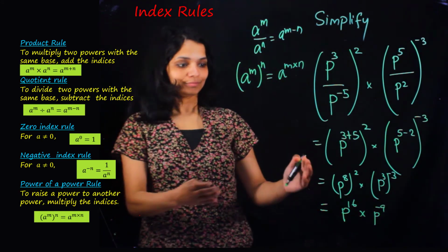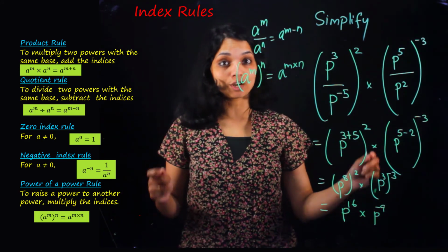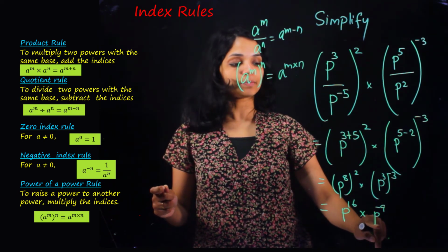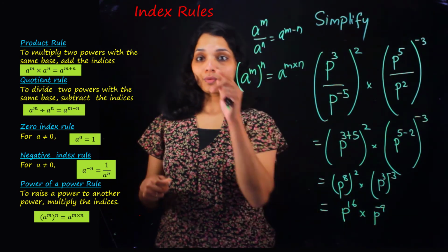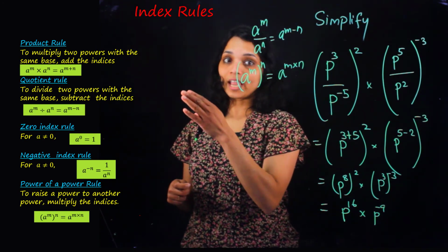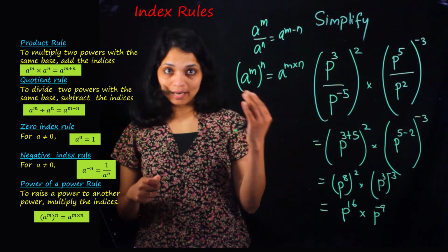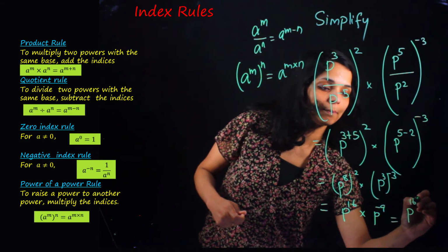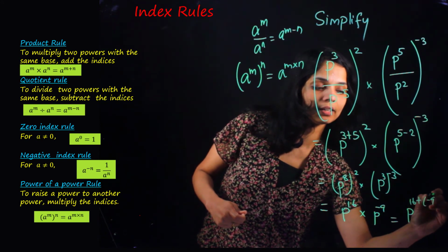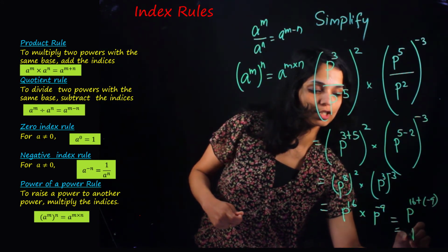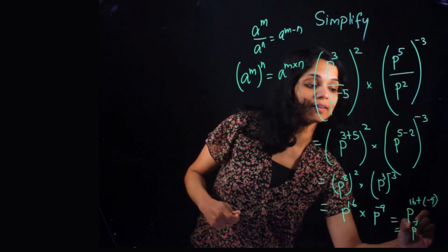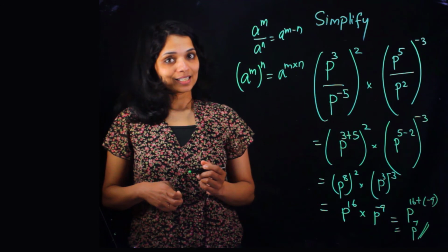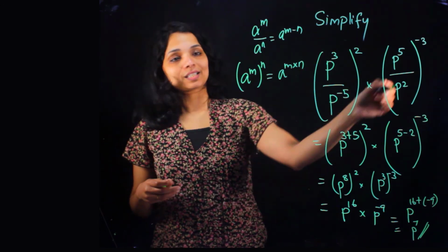Okay, now look at that one. This is the product of two index terms. So it's p to the power 16 times p to the power minus 9, which is of the form a to the power m times a to the power n. So it's a to the power m plus n. Okay, so that's p to the power 16 plus minus 9. So the answer is p to the power 7. Okay, 16 plus minus 9 is 7. So the answer is p to the power 7 for this question.